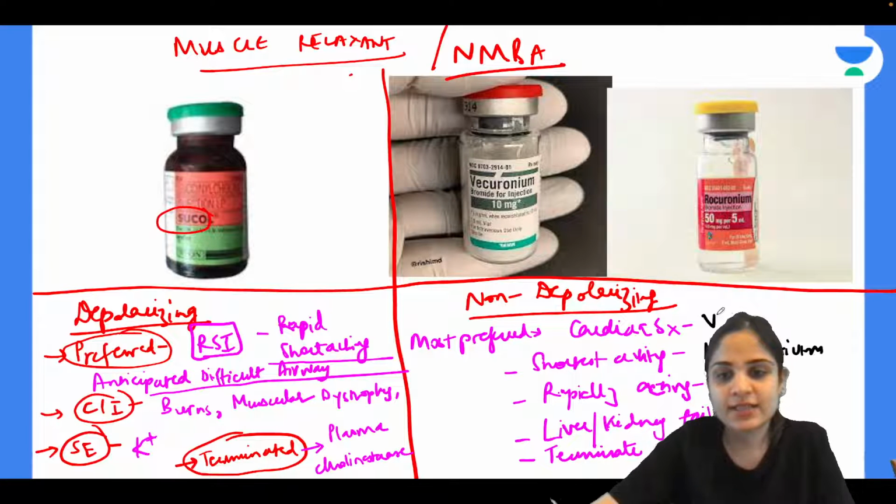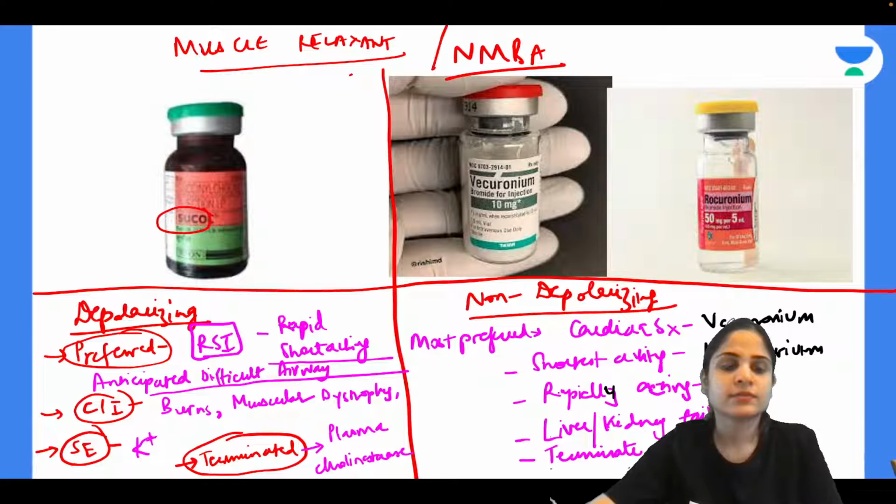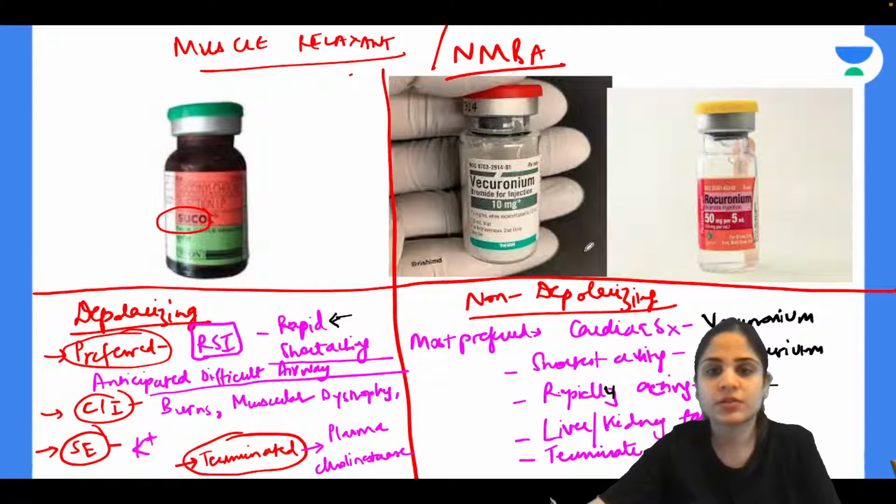Yes, for cardiac surgery, we will prefer to use vecuronium. It is very cardiostable. It does not increase the blood pressure or the heart rate. What is the most rapidly acting neuromuscular blocking agent? Rocuronium. You can remember it, it is as fast as a rocket. If they ask you overall what is most rapidly acting, remember it is succinylcholine. But among the non-depolarizing agents, rapidly acting will be rocuronium.